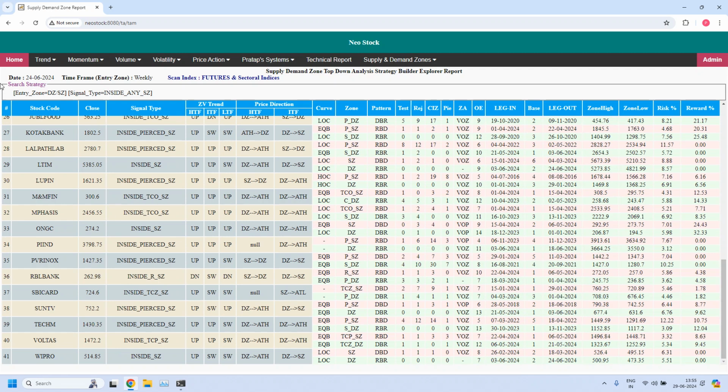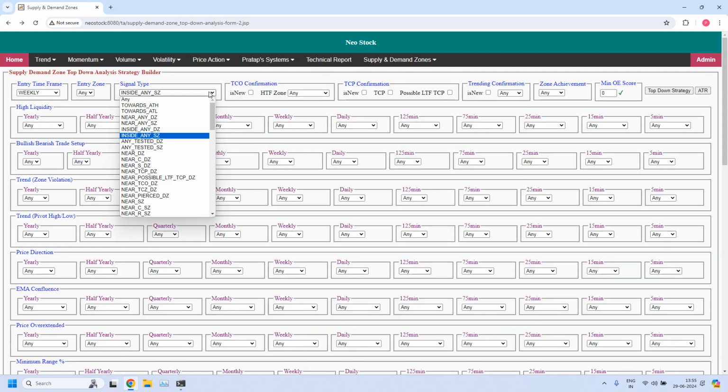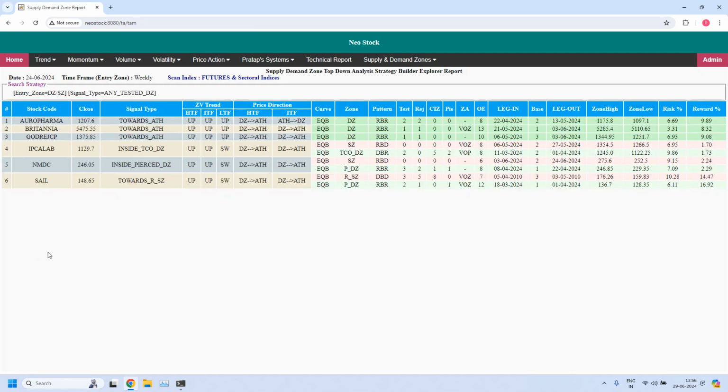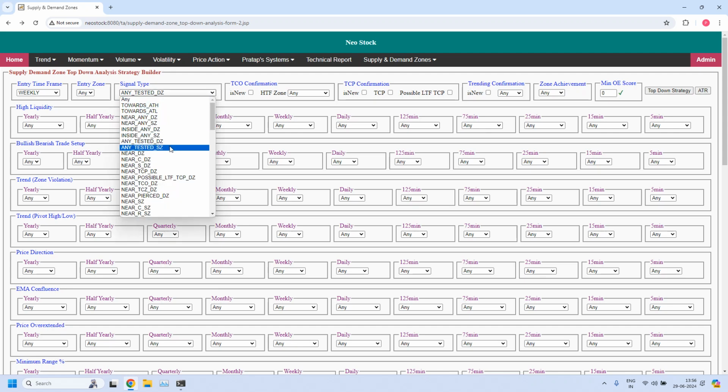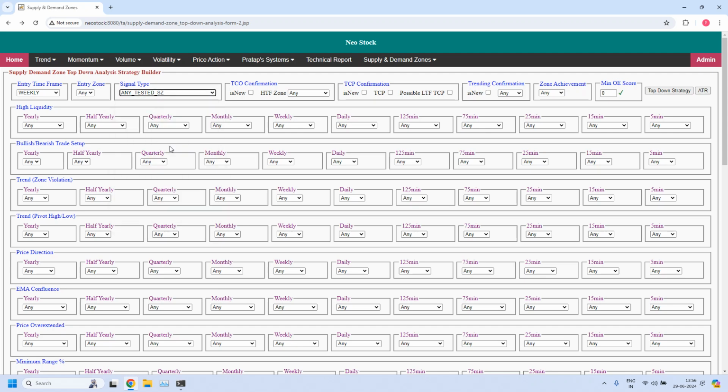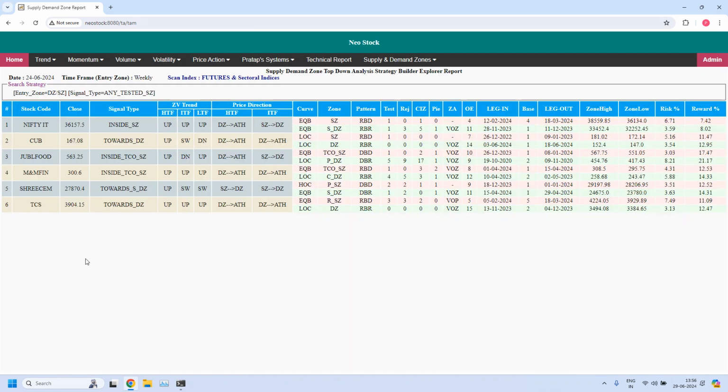Okay, next report, the weekly demand zones tested during this week. Only 6 stocks are filtered, and these stocks' demand zones are tested. So let me go back. Let us find the weekly supply zones tested during this week. I mean stocks. These 6 stocks' weekly supply zones are tested during this week. So I'm going back.